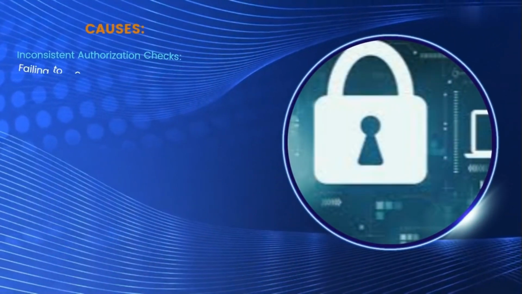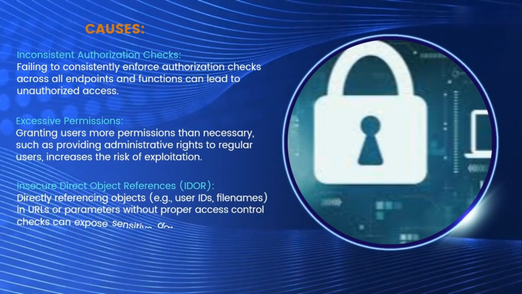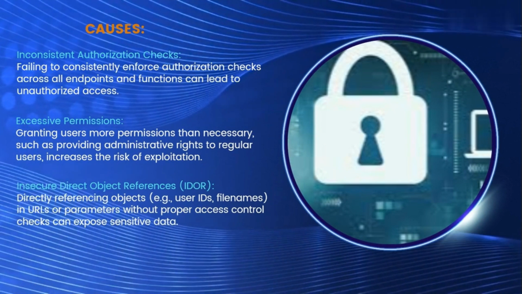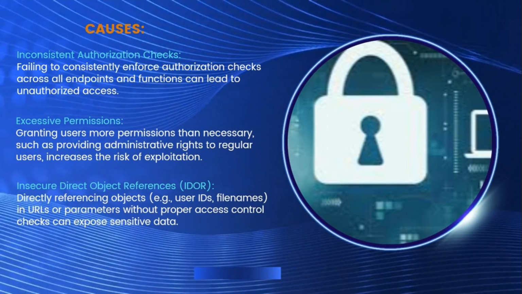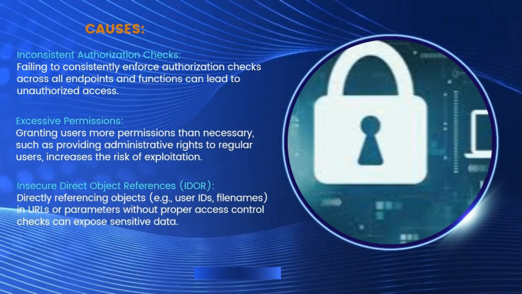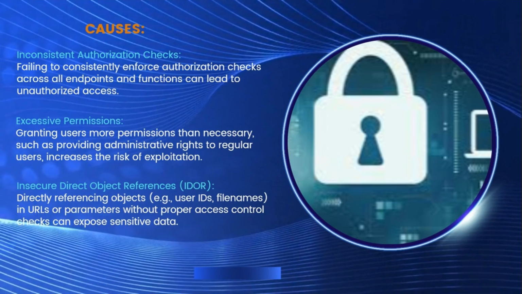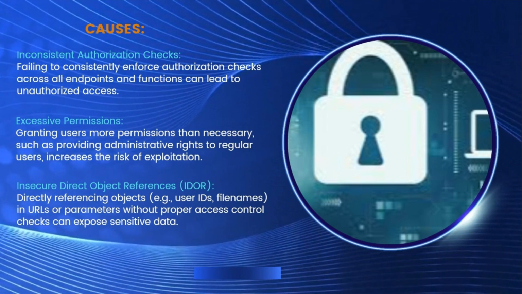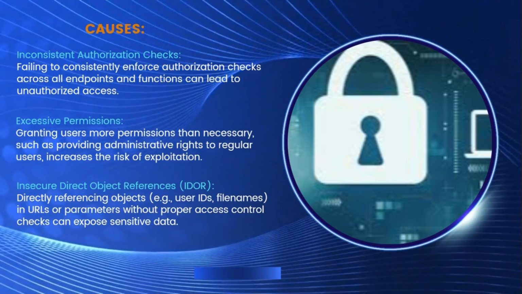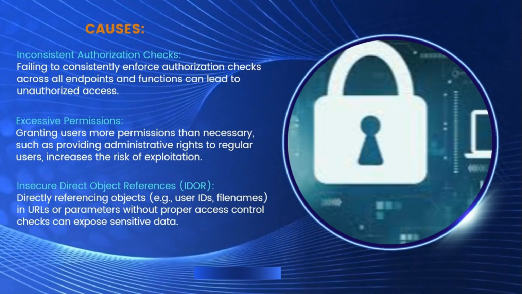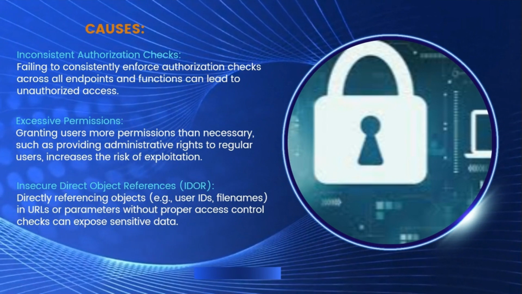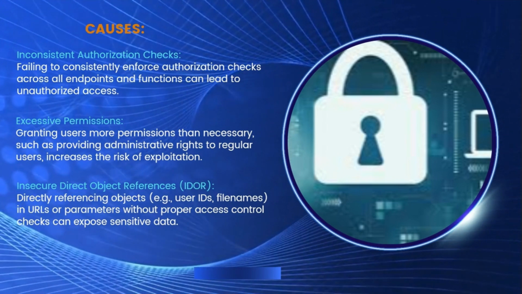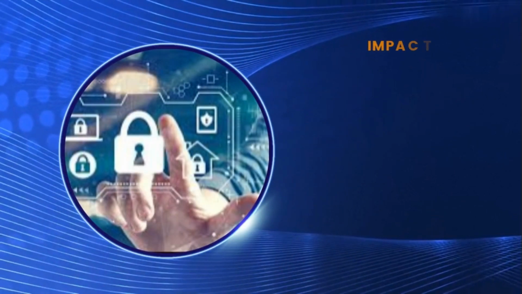Causes: inconsistent authorization checks. Failing to consistently enforce authorization checks across all endpoints and functions can lead to unauthorized access. Excessive permissions. Granting users more permissions than necessary, such as providing administrative rights to regular users, increases the risk of exploitation. Insecure direct object references, IDOR. Directly referencing objects, e.g., user IDs, file names, in URLs or parameters without proper access control checks can expose sensitive data.